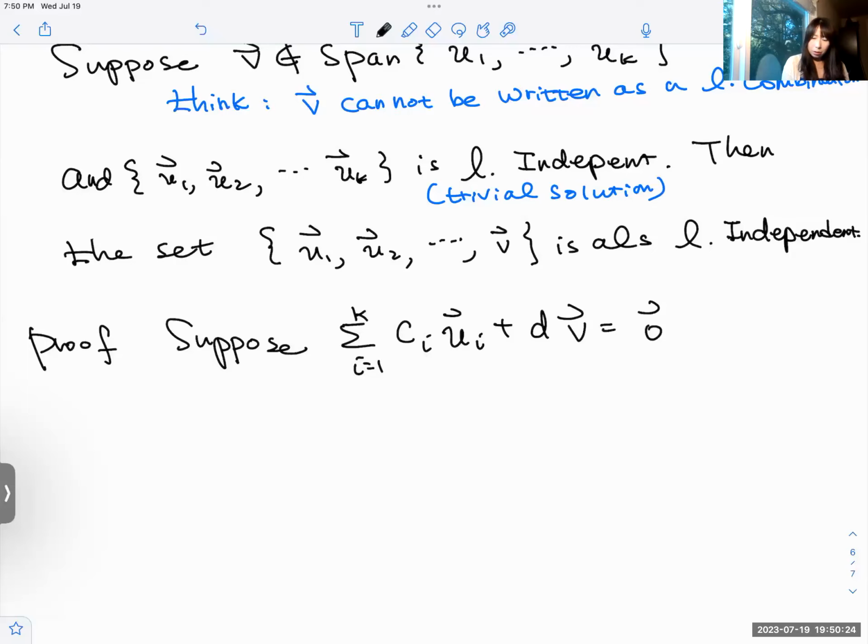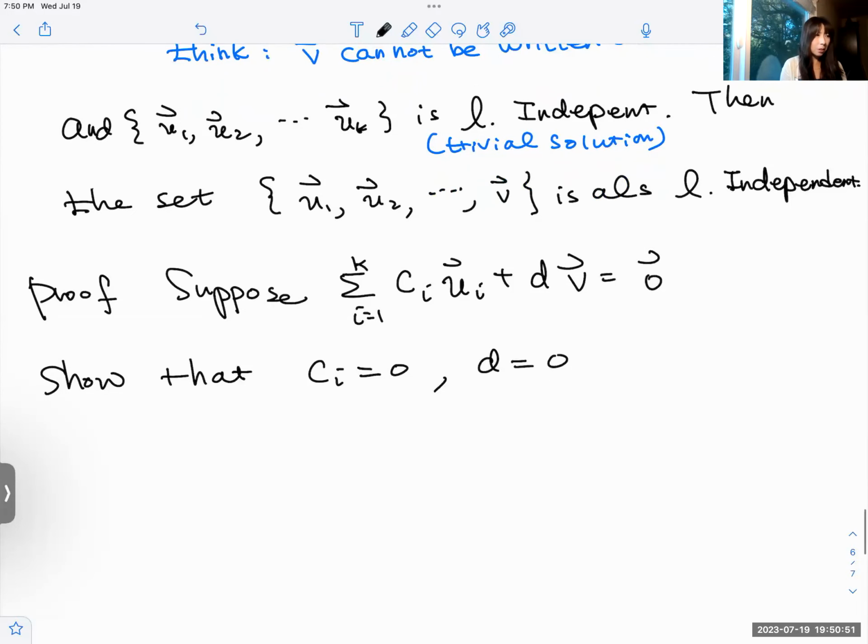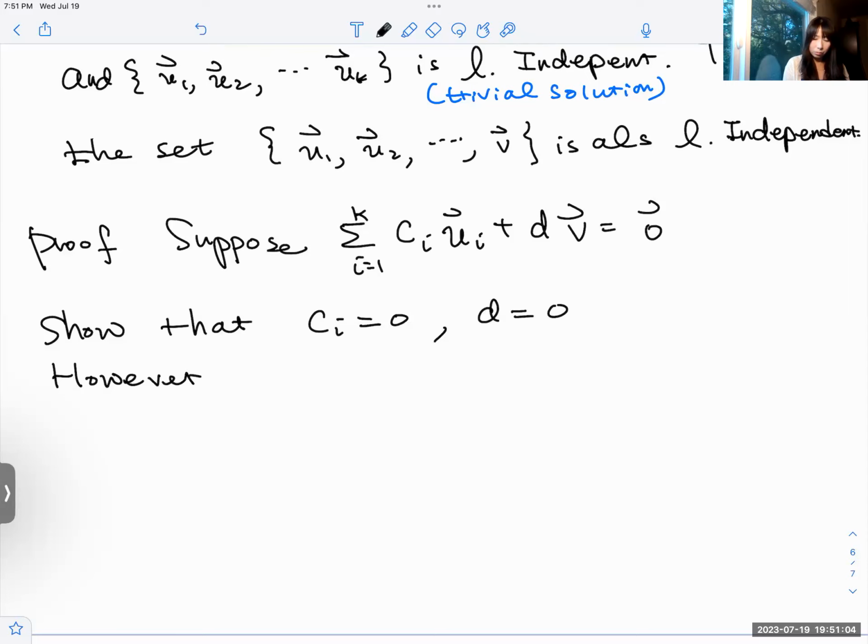Okay, now since we have to show that c sub i equal to 0 and d equal to 0, right? All right, but suppose d is not equal to 0. If d is not equal to 0, we can solve for V. Okay, hold on one second. We can solve for V if d is not 0.